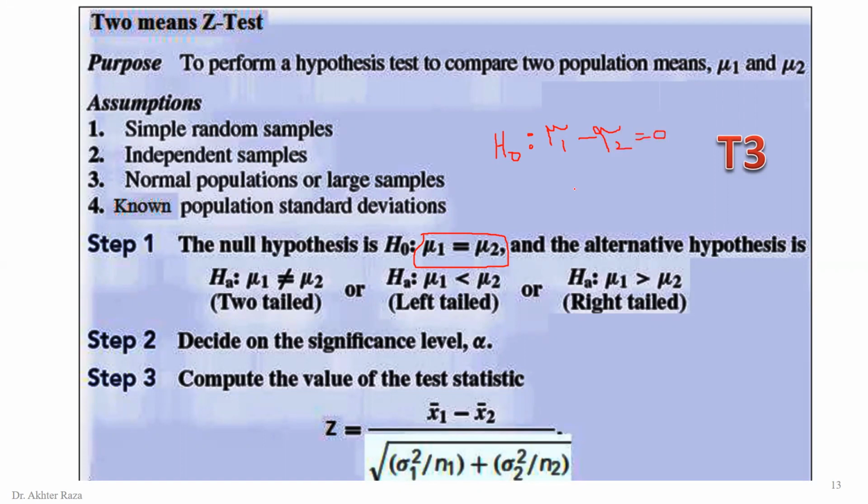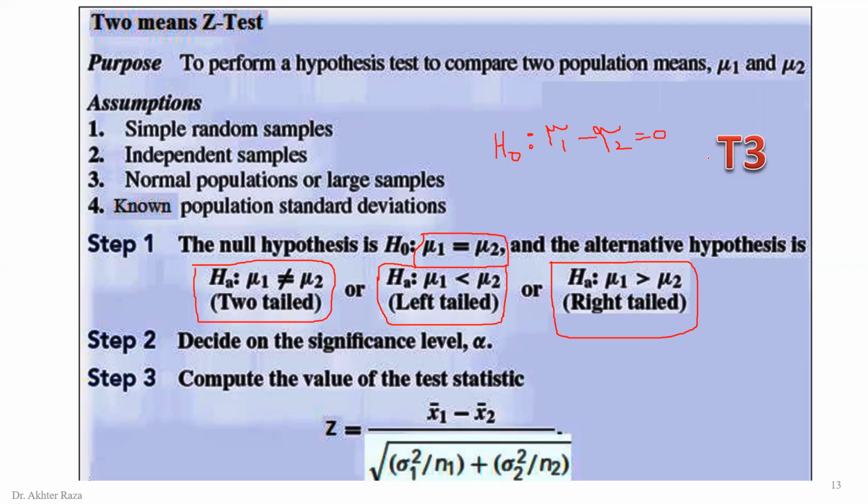And for the alternate hypothesis, there are three possibilities. The first case is that the two means are not equal, which is a two-tailed test. Another case is that mean 1 is smaller than mean 2. And the third case is that mean 1 is greater than mean 2. Any of the three alternate hypotheses can be applied in a specific situation or scenario.